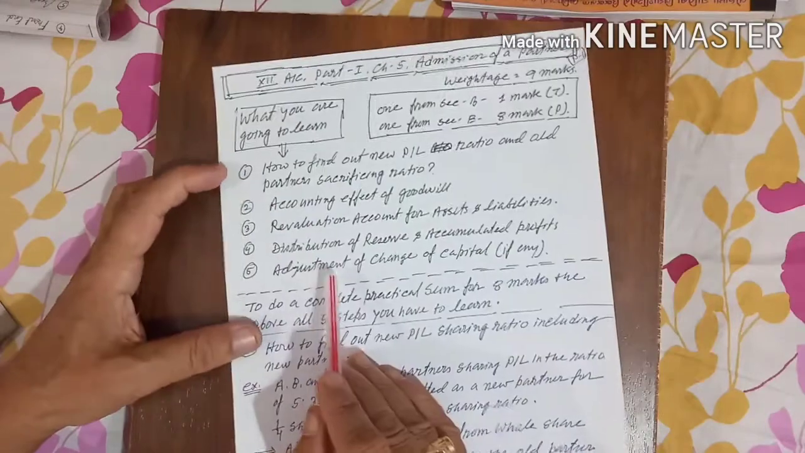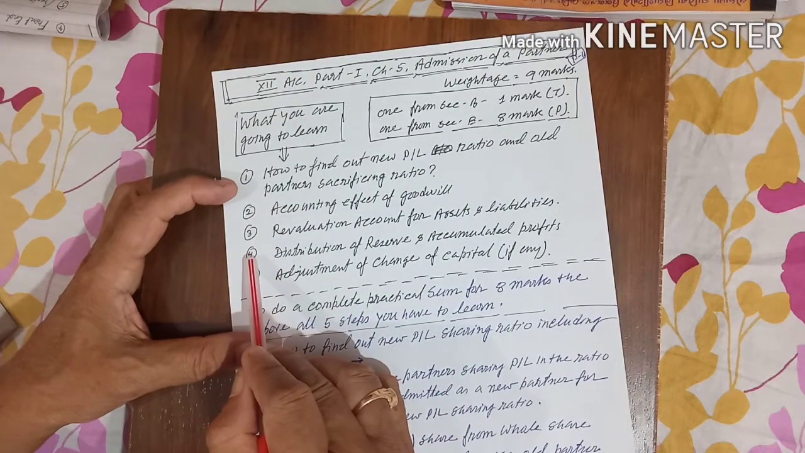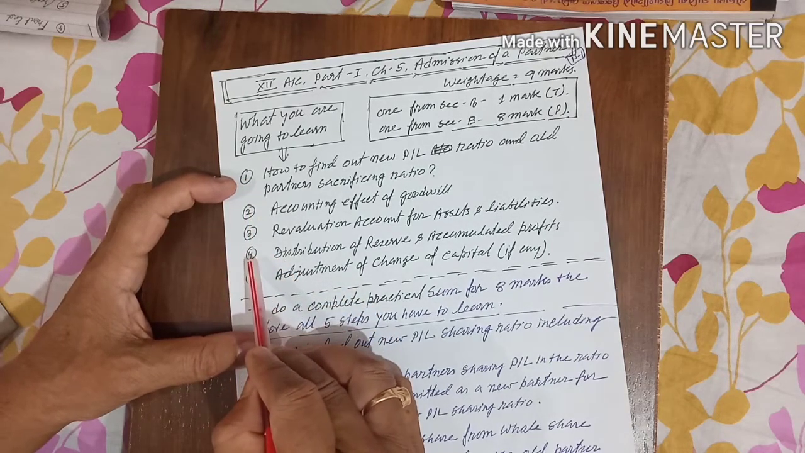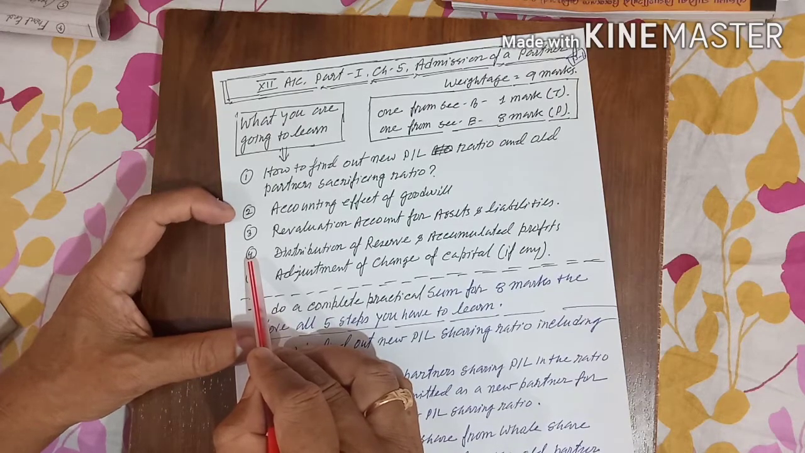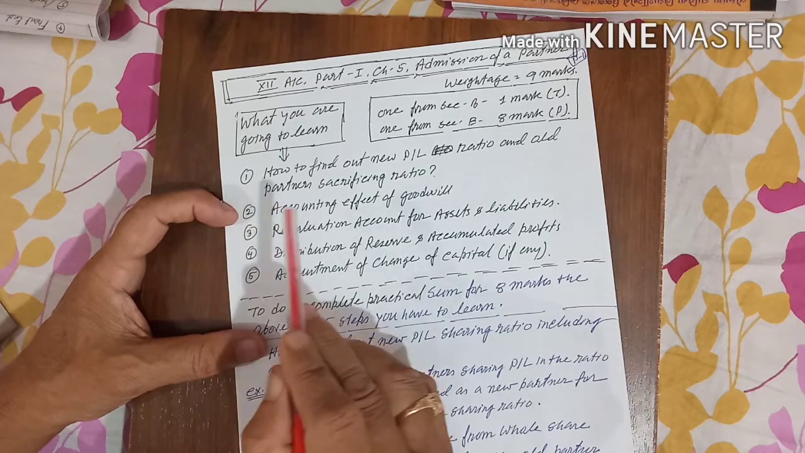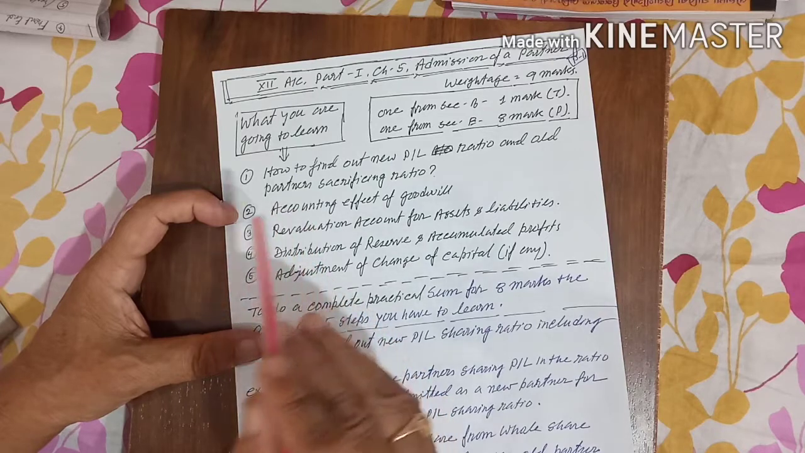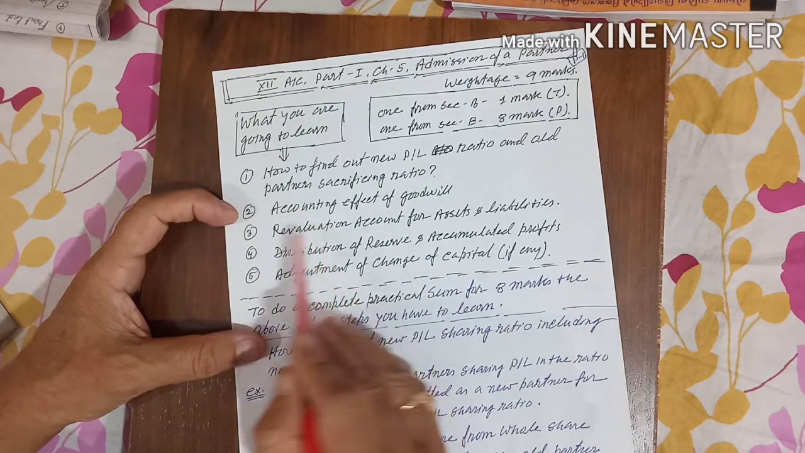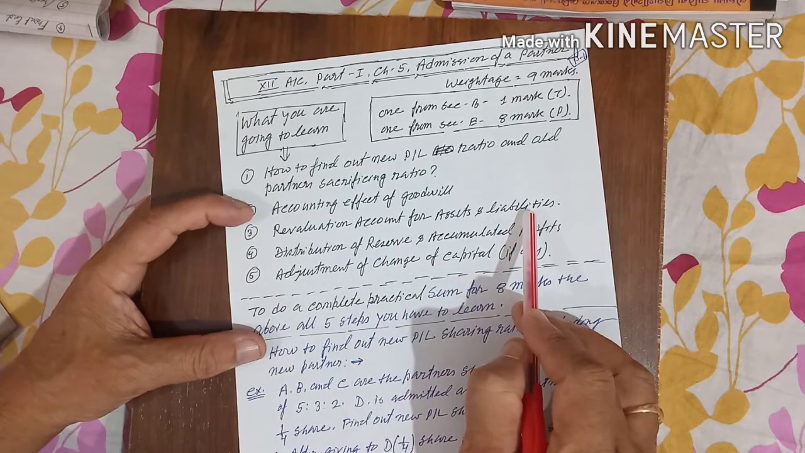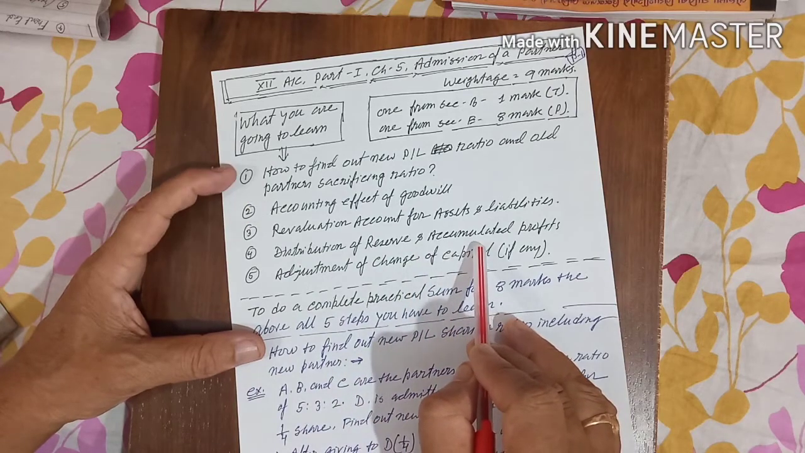Out of these 5 steps, the steps number 1, 3 and 4 I already explained in the previous chapter. When I was teaching the previous chapter, several times I told you the steps you are learning from chapter 4 will help you in chapter 5 as well as chapter 6 and others. So the third point, how to do the revaluation account of assets and liabilities, you already know. The fourth point, the distribution of the reserve and accumulated profit, you also know.